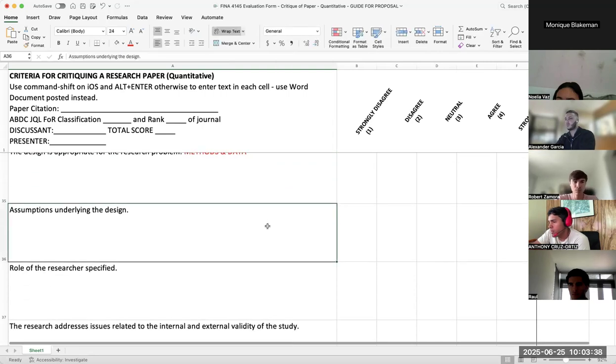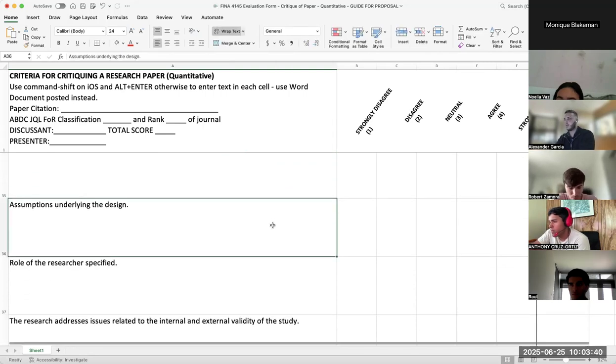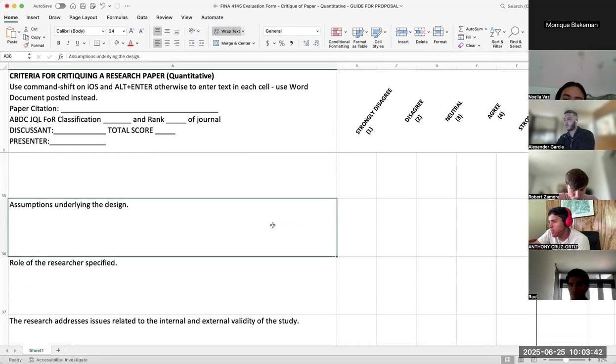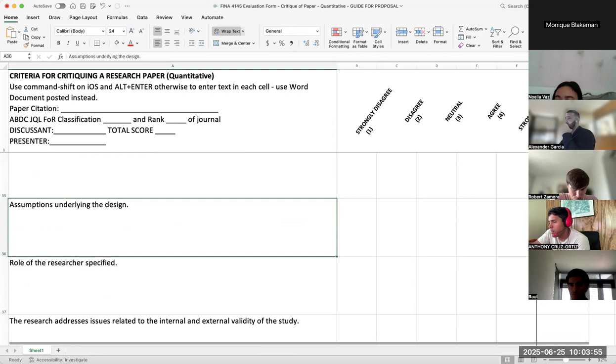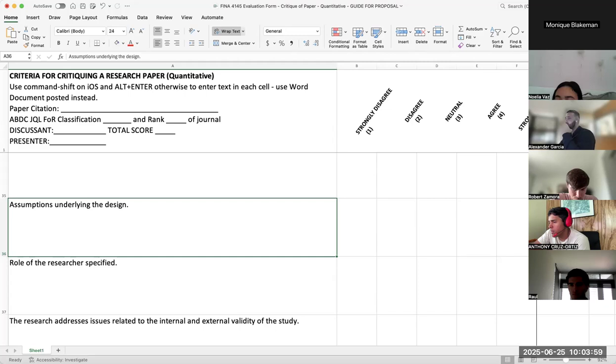Assumption underlying the design. Okay, so all models have assumptions. If you watched all the Z statistic videos, you finished the modeling for your assignment, and then it got into, I think, let me see which video it was. It talks about the assumptions of the regression model and testing the assumptions of the regression model. And you're going to have to talk about that.